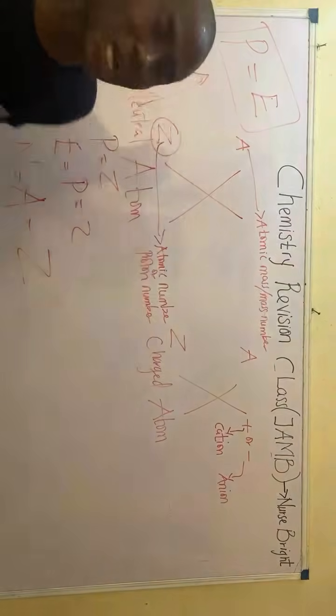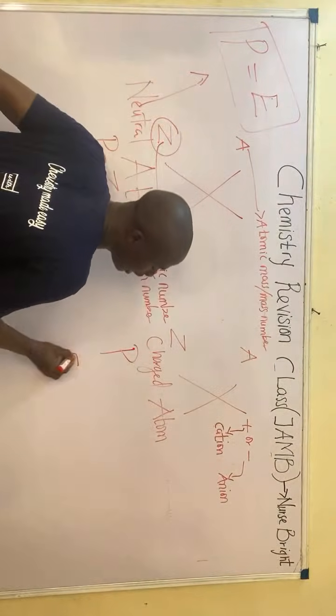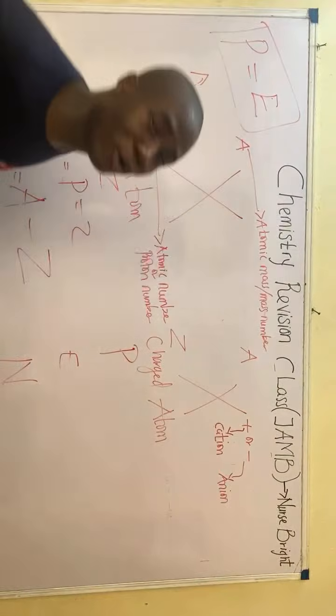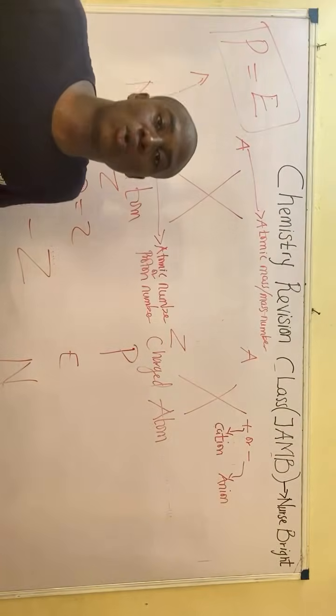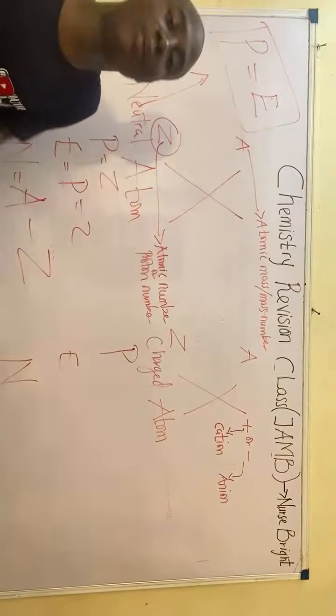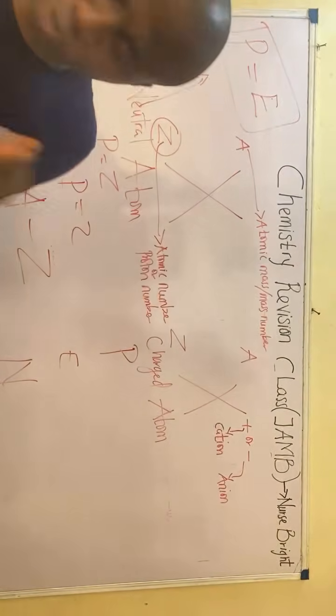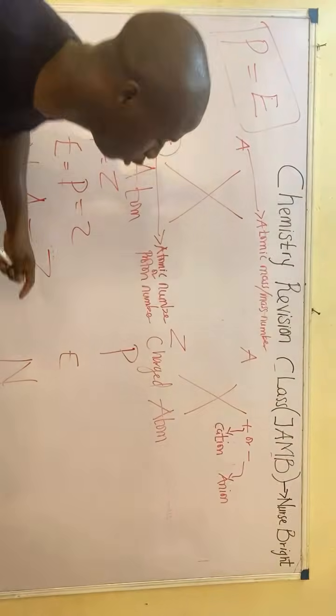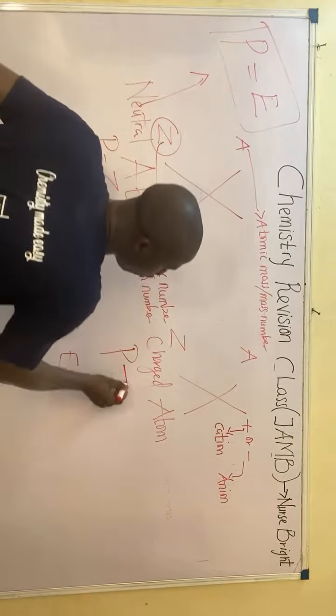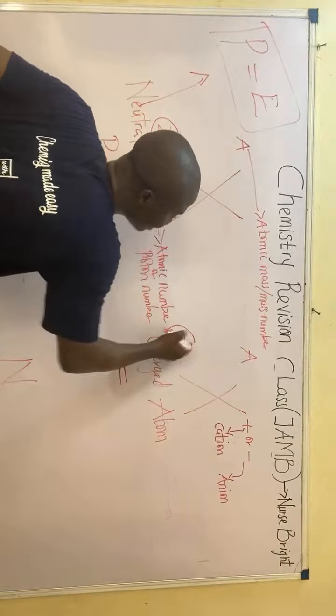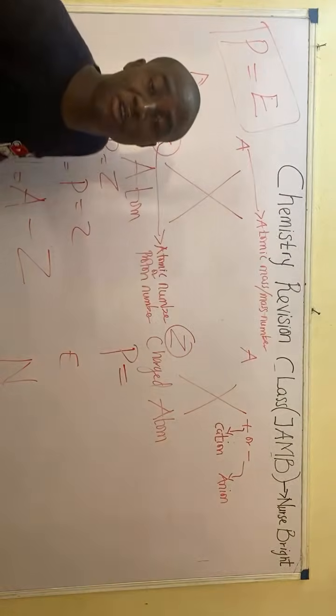So then we work towards charged atom. We are still asked to get proton, electron, and neutron. Remember, proton, electron, and neutron are the particles found in an atom. Generally, protons are positively charged, electrons are negatively charged, neutrons are neutral. So how do we get the proton, electron, and neutron for a charged atom? Simple. Proton number does not change, and A and Z still remain the same.